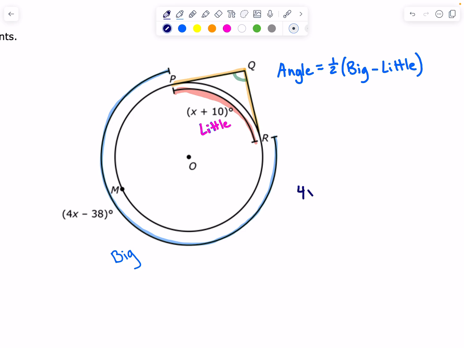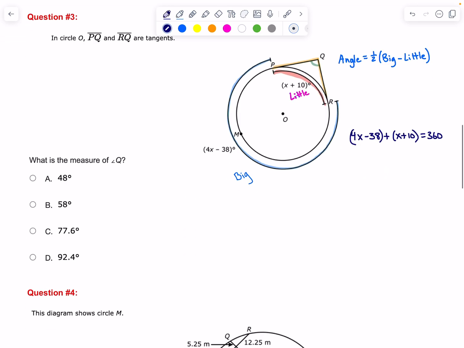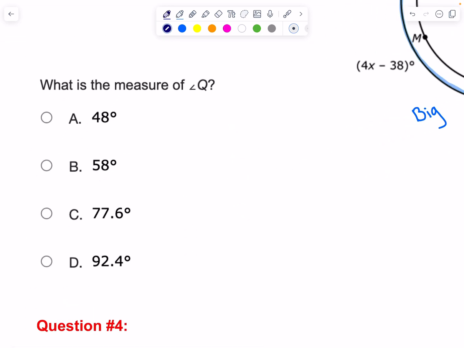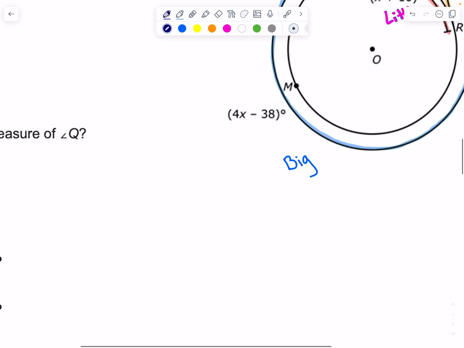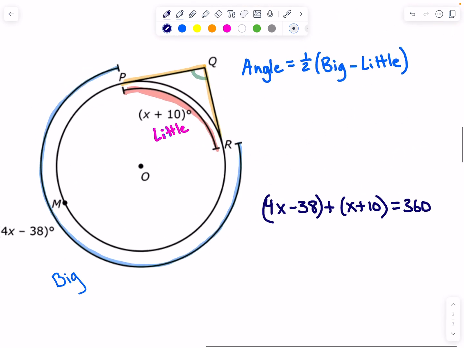So we could say 4x minus 38 plus x plus 10 equals 360, and that'll help us figure out x, and then we can plug it back in to know the measures of those arcs, and therefore we can figure out the angle, because when I look at my answer choices, it's not in terms of x, which tells me I've got to get a number for the angle, not an expression.